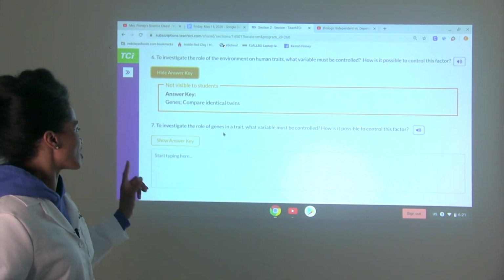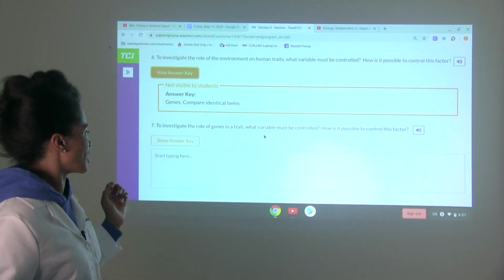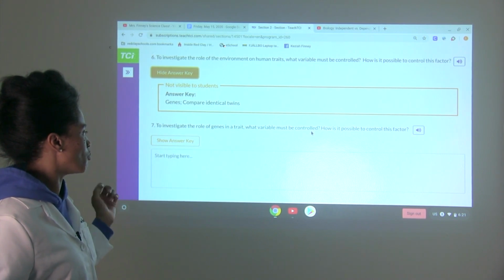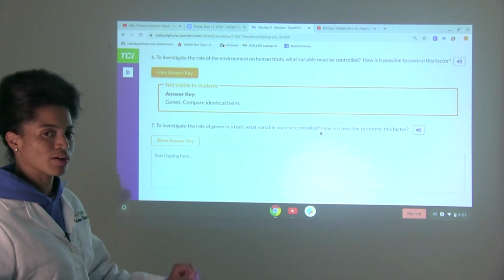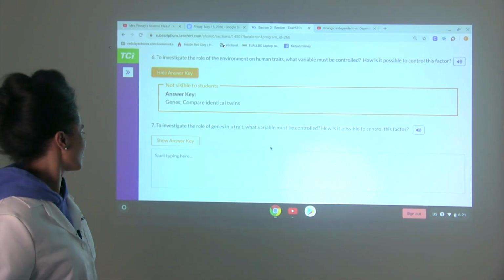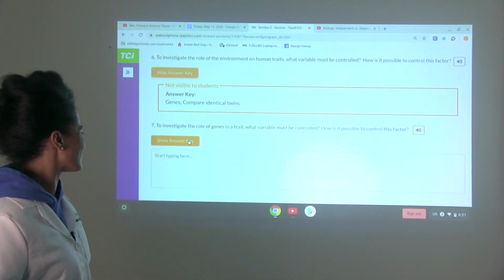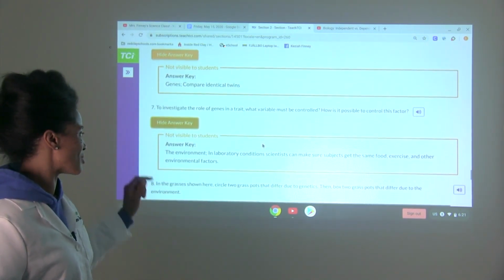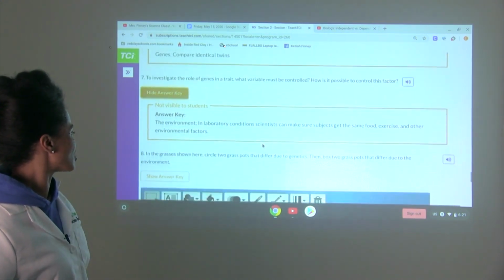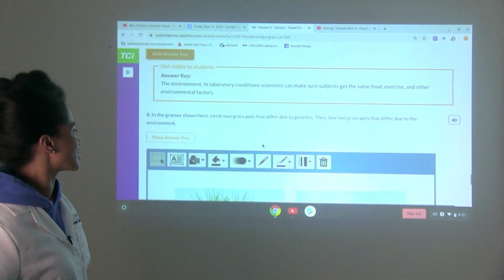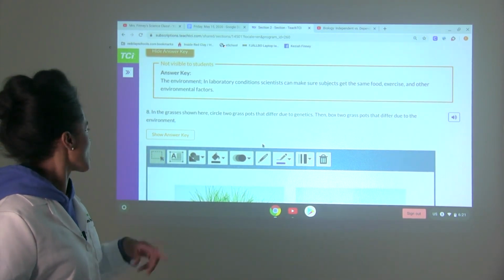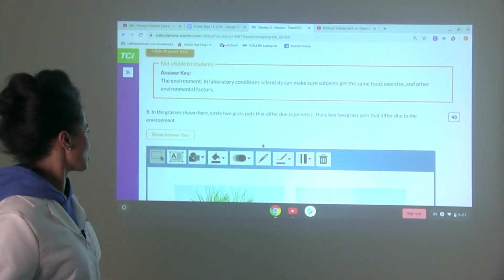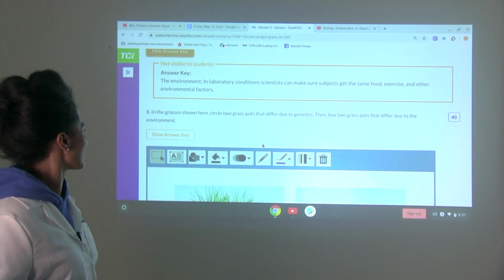7, to investigate the role of genes in a trait, what variable must be controlled, and how is it possible to control this factor? Let's take a look. The environment. In laboratory conditions, scientists can make sure subjects get the same food, exercise, and other environmental factors. All right.